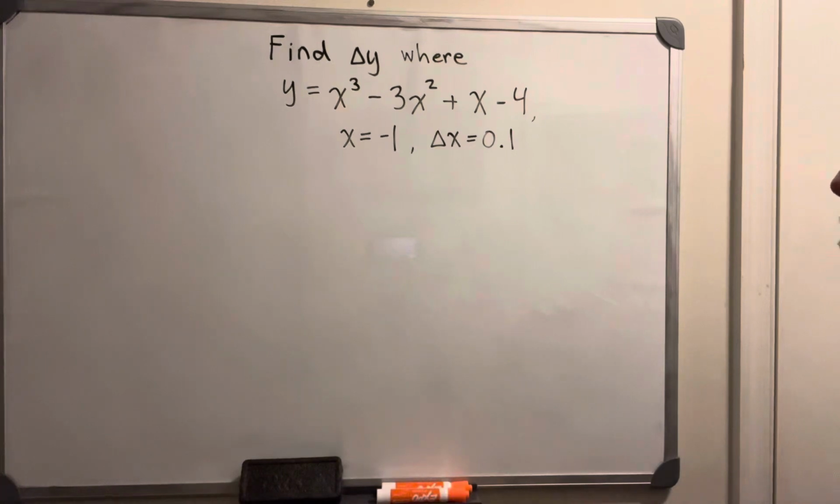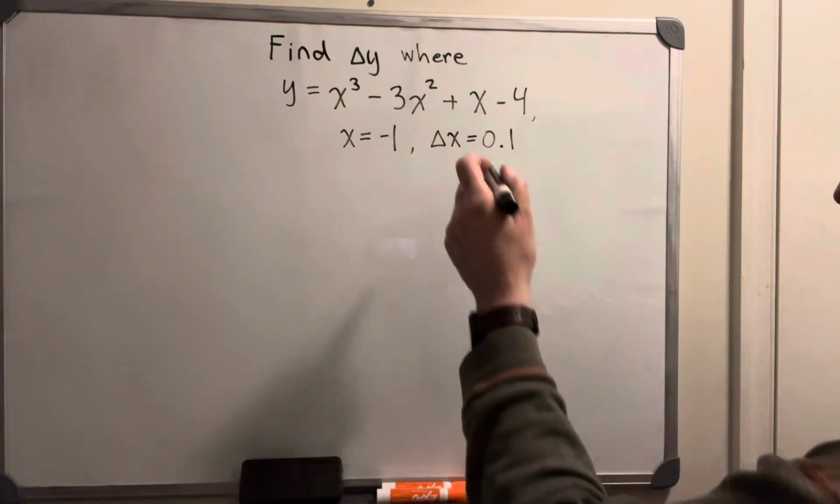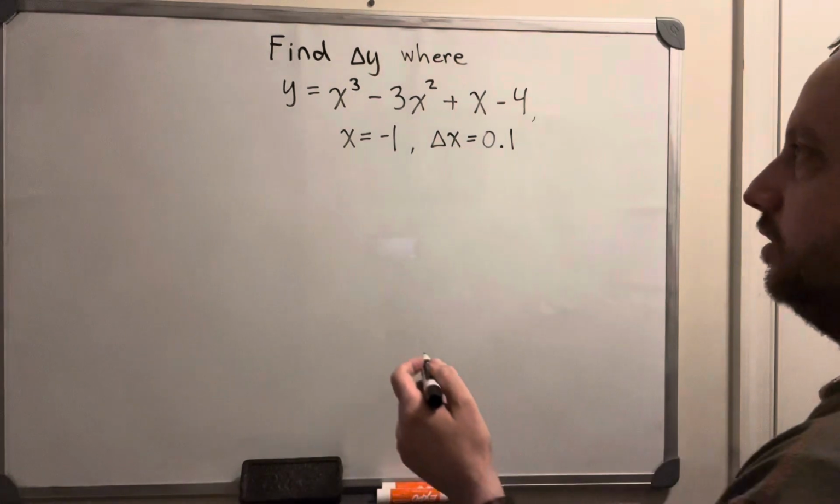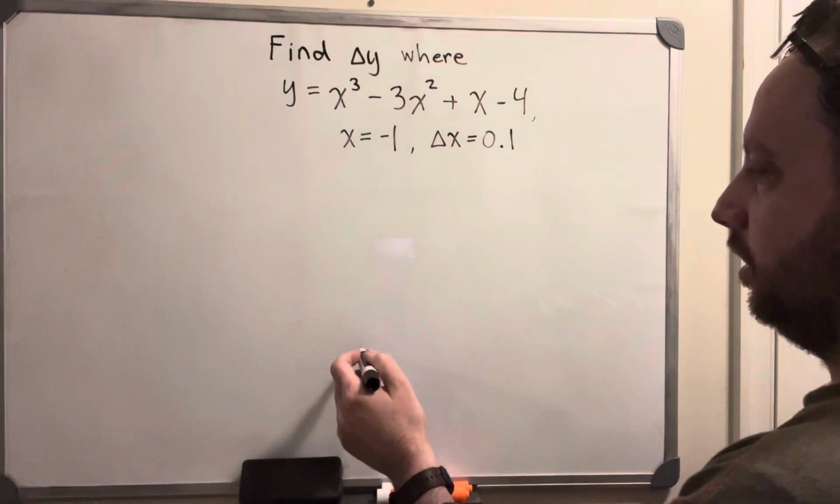First of all, what kind of problem is this? What does it want from us? Well, we probably can figure out that delta y is talking about the change in y of the function. And we've been given the change in x. So let's just draw a piece of a function.